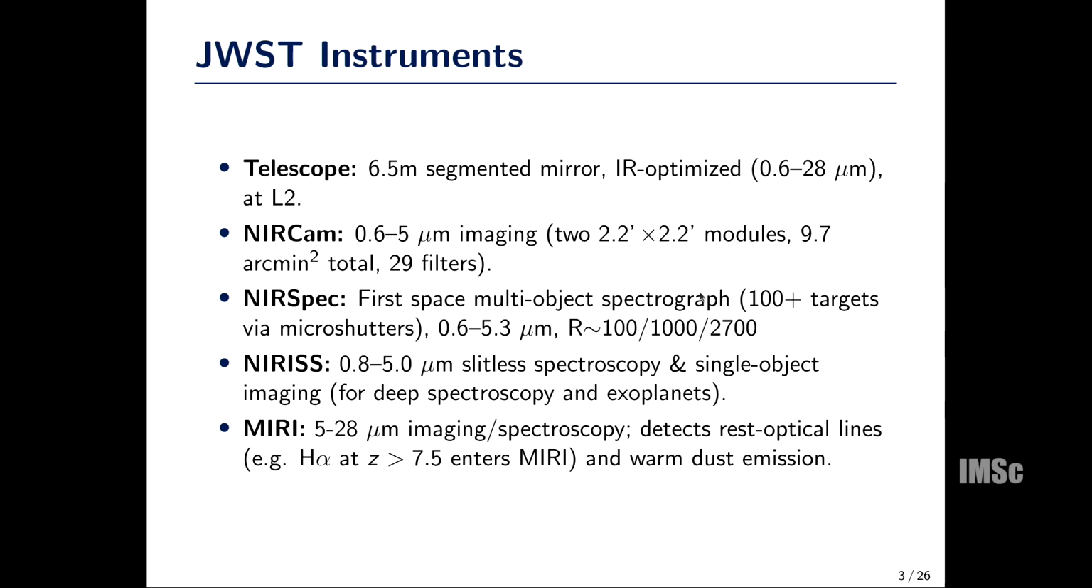And for the mid infrared, it has a do-all instrument called MIRI, which operates over a fairly wide wavelength range and does both imaging and spectroscopy. If you're interested in rest frame optical lines, then H alpha will enter the MIRI band at redshifts greater than 7.5, and of course it's quite sensitive to warm dust emission.